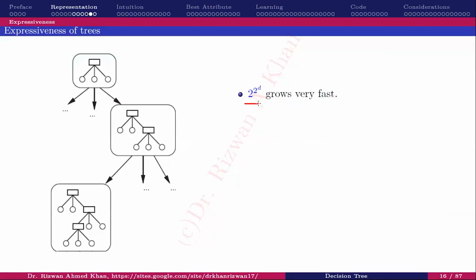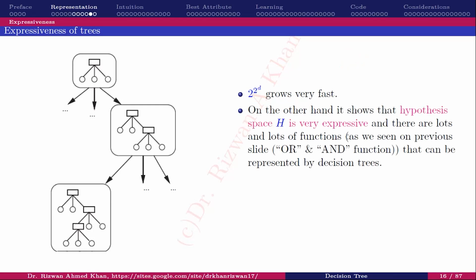So this number, this double exponential, grows very fast. As I'm saying, just solve it for d equal to 6. You will have something in billions. So for a 6-dimension feature vector, you have billions of possible trees in our curly space H, right? On the other hand, this shows that the hypothesis space, this curly H, is very expressive, and there are lots and lots of functions that can be represented by a decision tree.